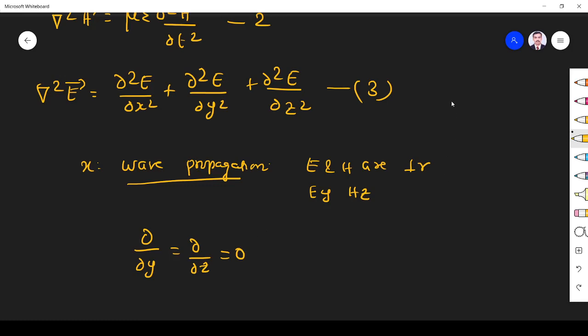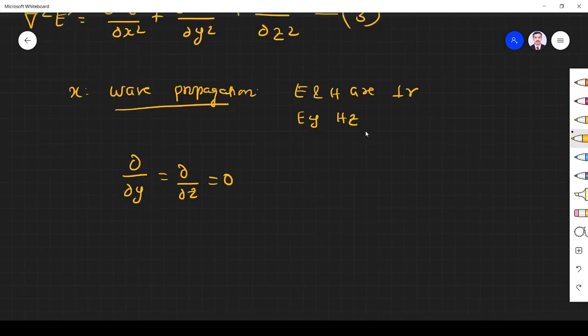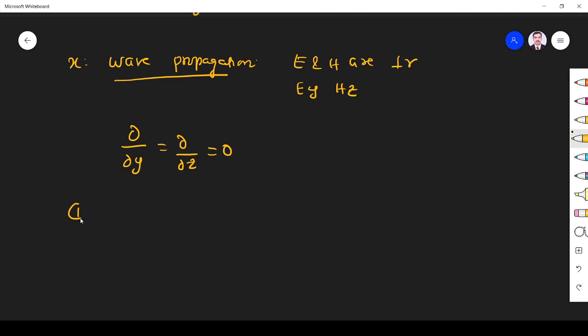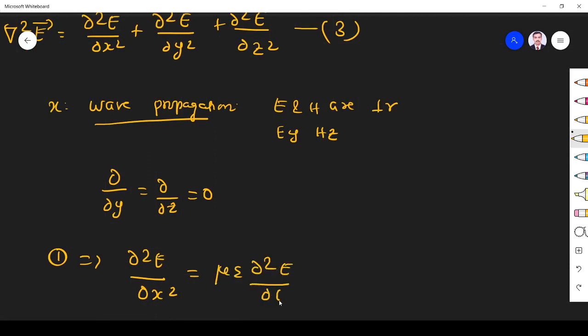So equation 1 is reduced to only dou squared E by dou x square; the remaining terms are cancelled. So 1 implies dou squared E by dou x squared is equal to, on the right hand side, mu epsilon dou squared E by dou t square. This is what the equation turns into.